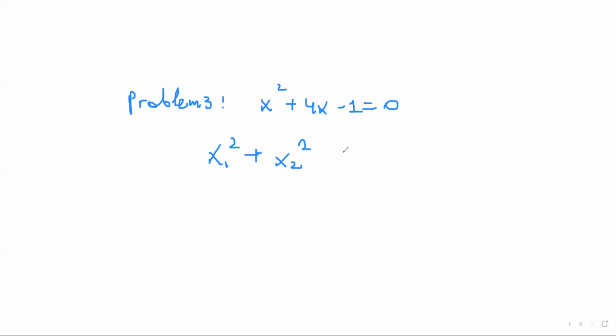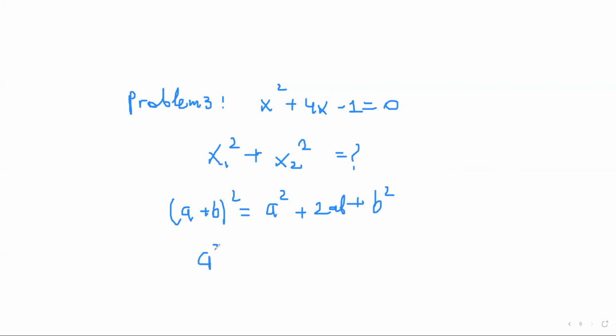Before I expand this in brackets, let's remember this formula: (a plus b) squared equals a squared plus 2ab plus b squared. So this is the formula for perfect squares. It's known as the perfect squares formula.